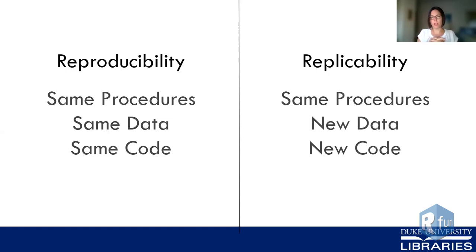Whereas replicability is when you're, again, using those same procedures and methods and analysis techniques, but you're going out and collecting your own data to see if you can reach the same conclusions that another researcher has related to their hypothesis or research question. And you may be generating your own code, or you may be using shared code that's being provided to the community. So I want to pause here to make sure that there are no questions or comments about this differentiation that I'm making.